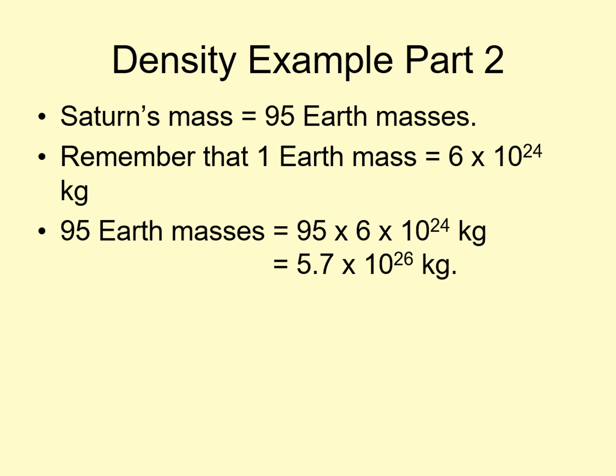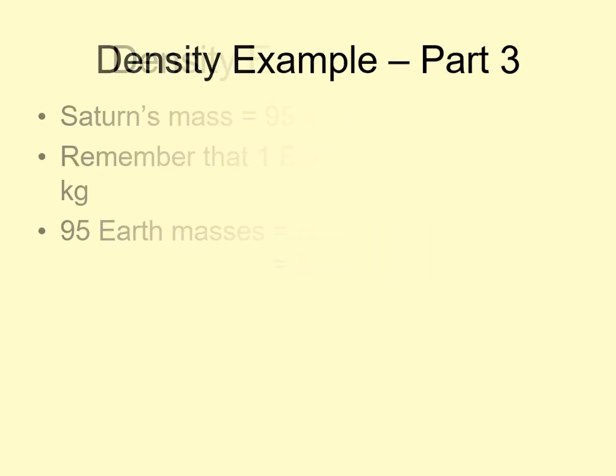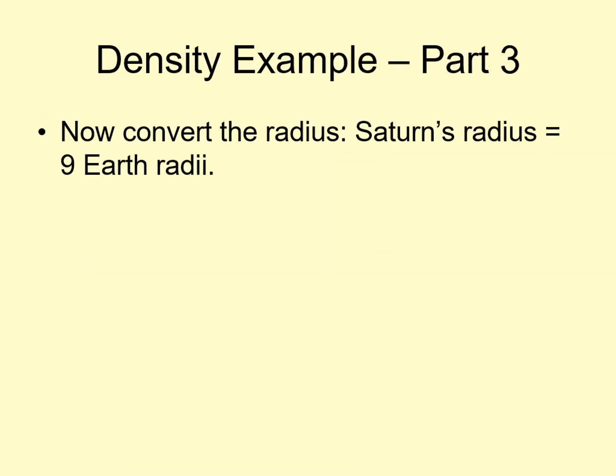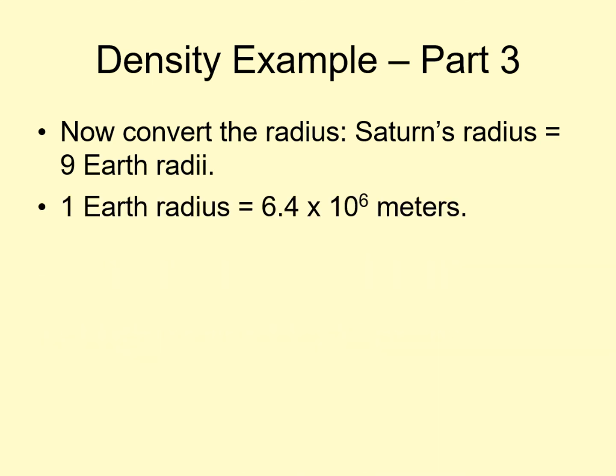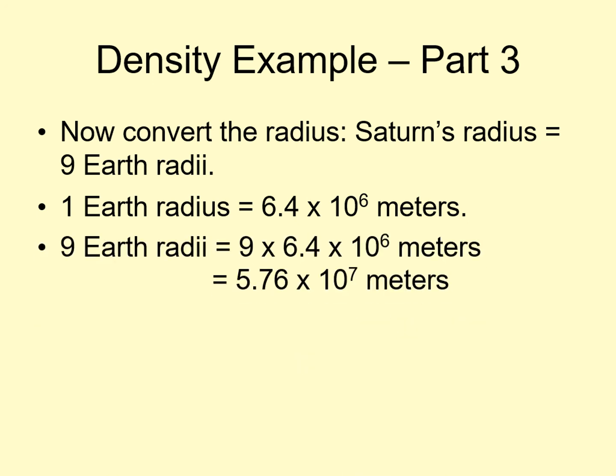Now let's look at the radius. We also need to convert Saturn's radius from Earth radii to meters. We know that 1 Earth radius is 6.4 times 10 to the 6th meters. So 9 Earth radii is 9 times 6.4 times 10 to the 6th meters, or 5.76 times 10 to the 7th meters. Once again, check to see that the number makes sense.